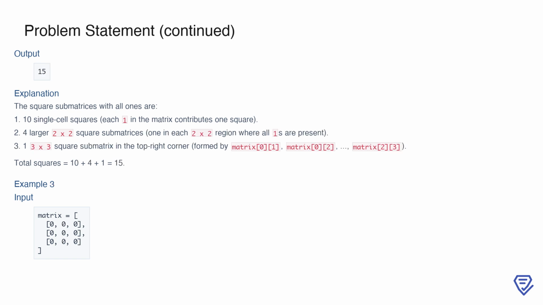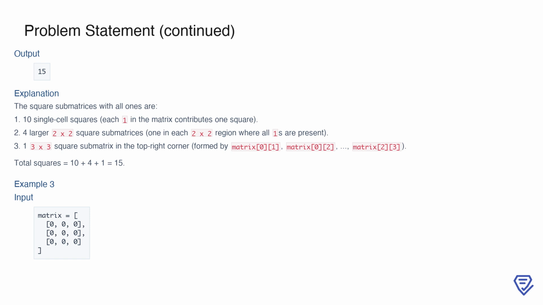In the second example, the matrix is slightly larger, with dimensions 3 by 4. The output here is 15. This includes 10 single-cell squares, where each individual one contributes a 1x1 square submatrix. Additionally, there are 4 larger 2x2 submatrices, each formed by groups of 4 adjacent ones.